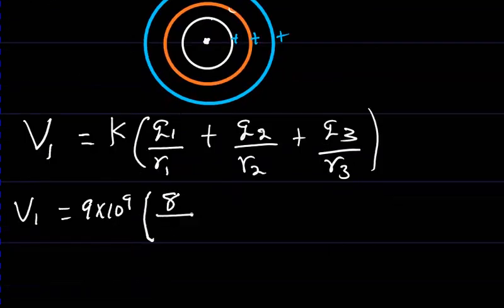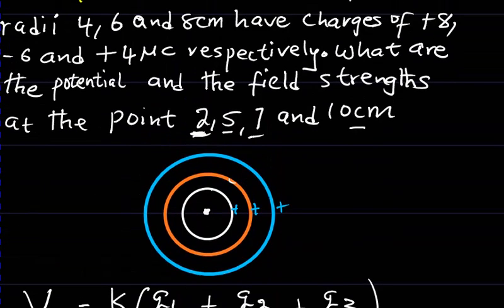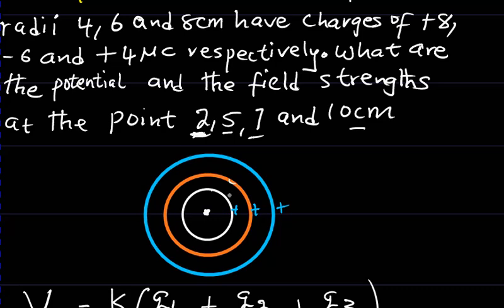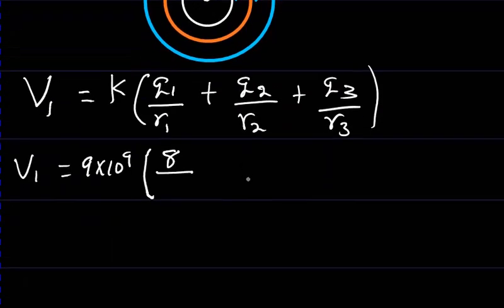Now the question: what is the distance of that charge to 2 cm? Remember, the radius of the first sphere is 4 cm, and the distance we are looking at is at position 2 cm from the center. So from the surface of the sphere to this distance is 2 cm. So that's what we're going to be using. That's going to be 2, converting it to meters, that's going to be 0.02.